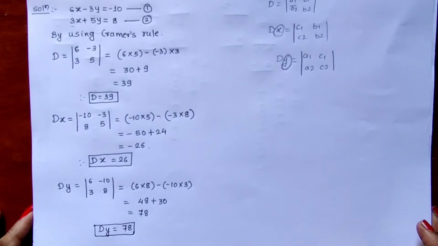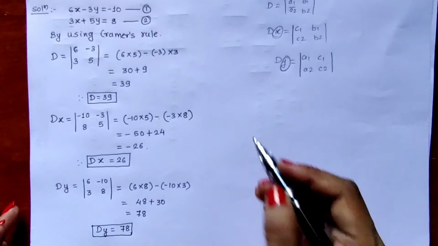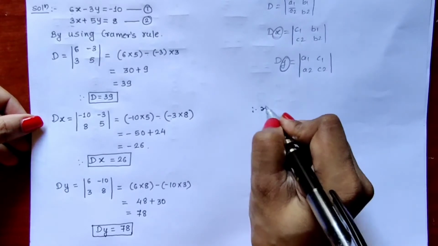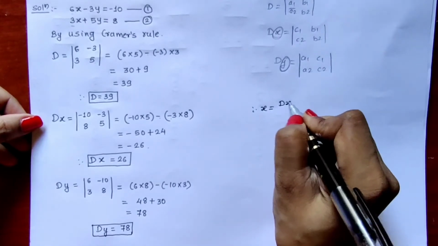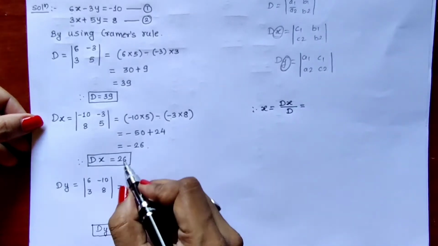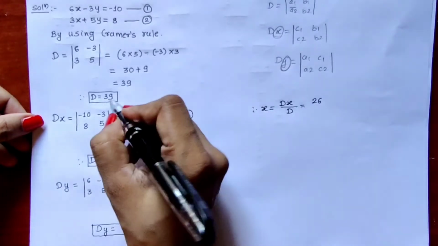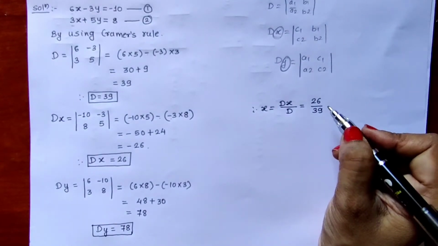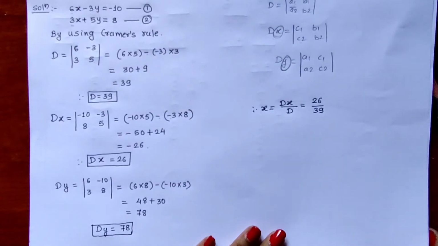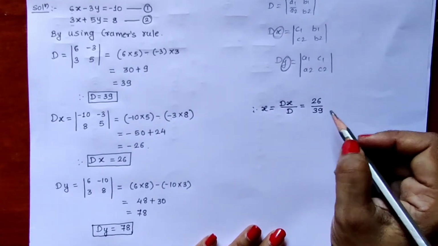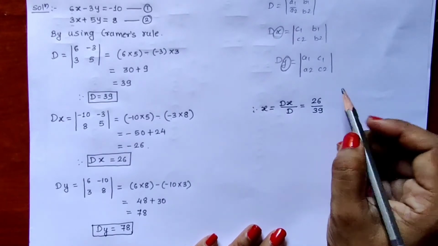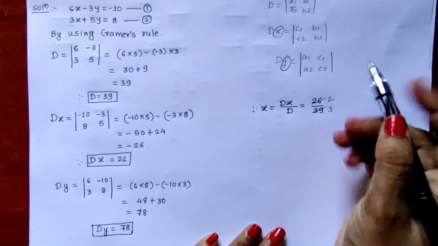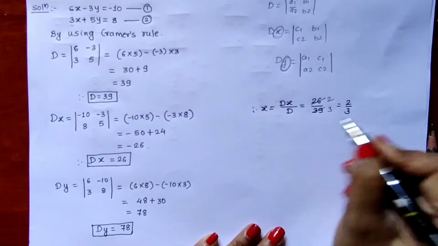Now as we will have to solve this sum, that means we will have to get the values of x and y. So for getting the values of x and y, what should be done? I will do here, as I have shown this rough work here. Therefore x is equal to, formula is x is equal to dx upon d. Dx value we have got 26 upon d is 39. Now let us reduce, if possible we will have to reduce the fraction. By which number we can divide both these numbers? 26 and 39, both the numbers are divisible by 13. They are in the table of 13. So 13 2s are 26, 13 3s are 39, and therefore x is equal to 2 upon 3.